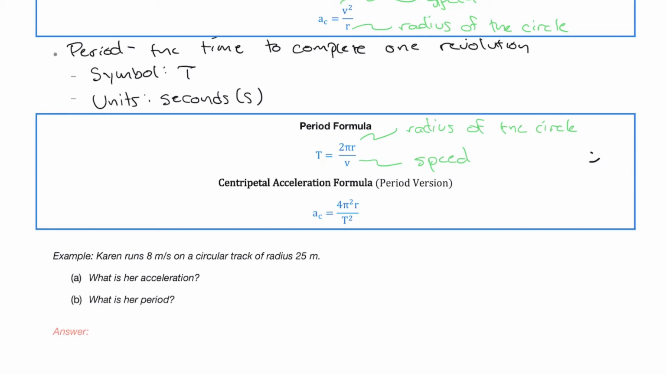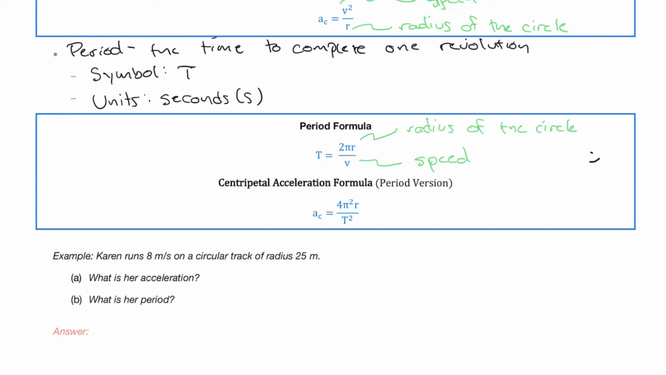Then we can find the centripetal acceleration using the period by simply solving for v, which is 2 pi r over T, and plugging it into our previous formula, v squared over r. When we do so, you see the result here. a sub c is equal to 4 pi squared r over T squared.